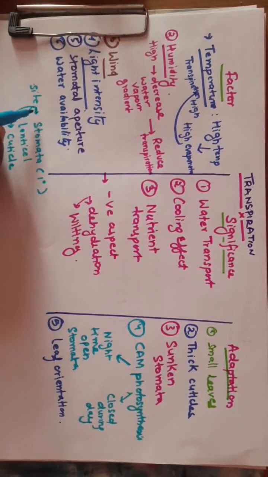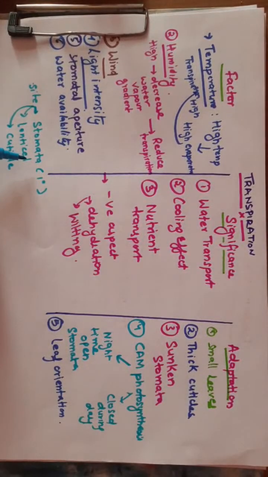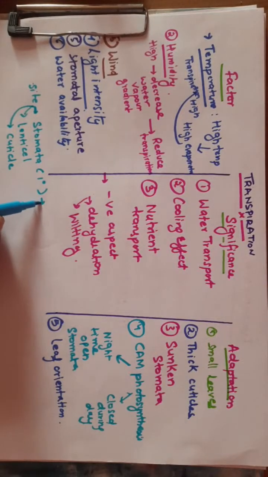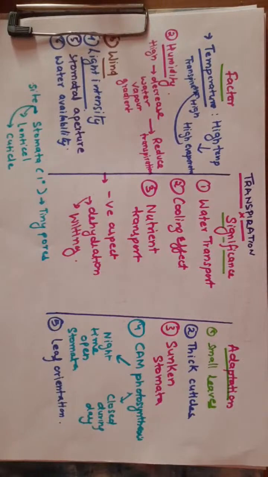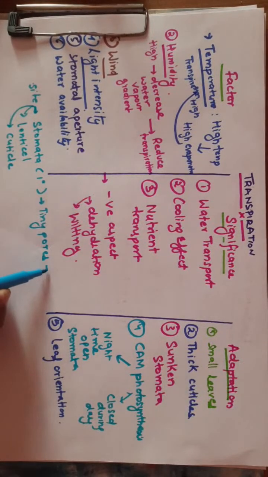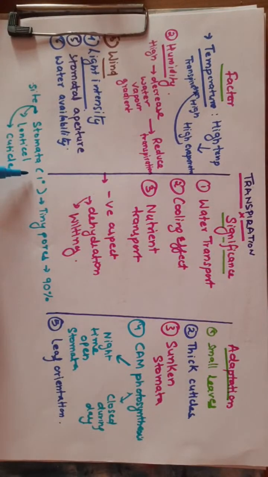Now let's talk about the stomata. The stomata is the primary site. We all know that stomata are the tiny pores on the leaf surface. I will write it for you: these are the tiny pores. Where are they present? They are present on the leaf surface and they are controlled by the guard cells. Around 90% of the transpiration occurring in the plant is due to the stomata. In other words, stomatal transpiration accounts for 90% of the total transpiration rate.